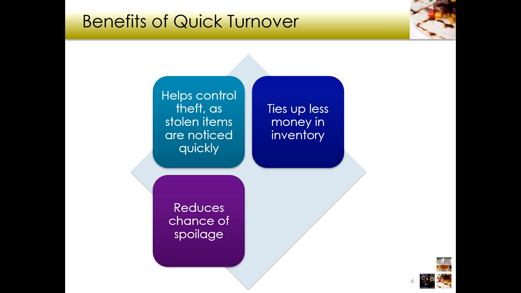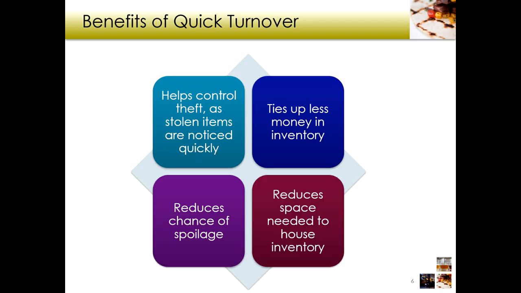If we have quick inventory turnover, it's also going to reduce the chance of spoilage with our perishable ingredients, right? The faster we turn over those perishable ingredients, the fresher they're going to be. And the last thing is it's going to reduce the space needed to house our inventory, right? So all of these things are benefits of quick turnover. But again, I want to stress that doing an inventory turnover calculation doesn't tell us how fast we turn over individual items. It's the value, the dollar amount, and how efficiently we're using that money in our inventory.